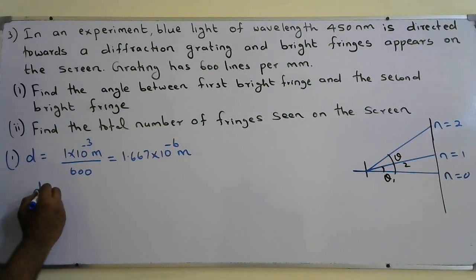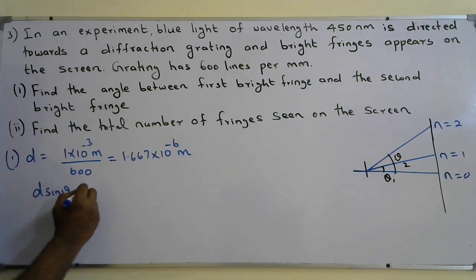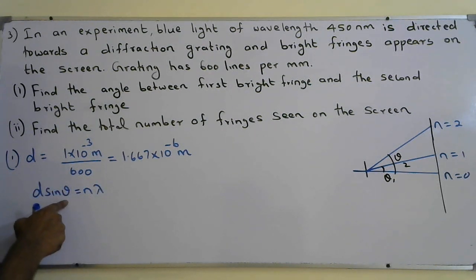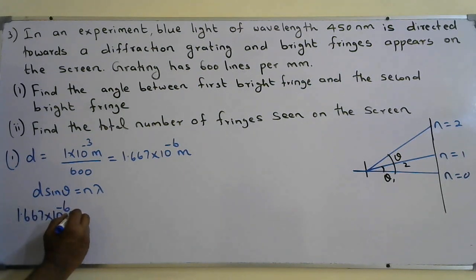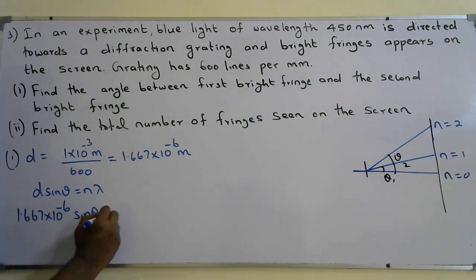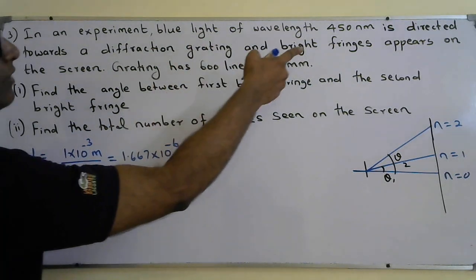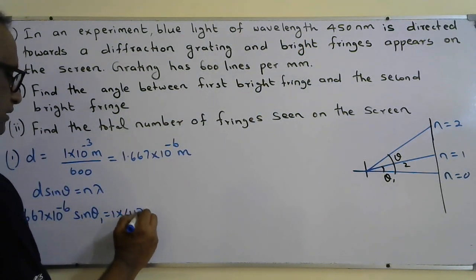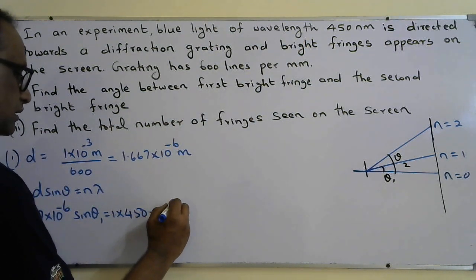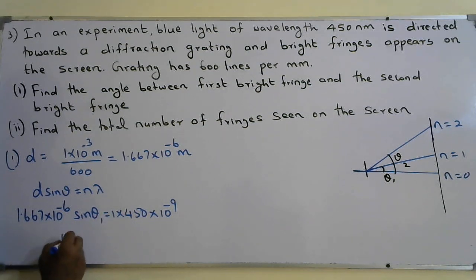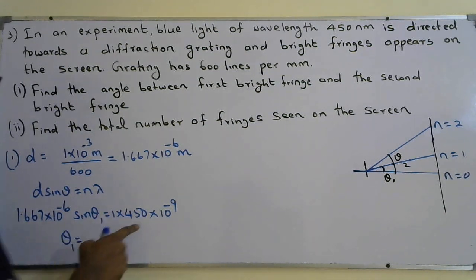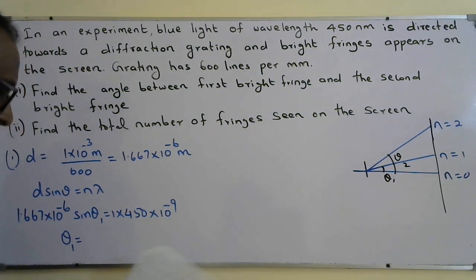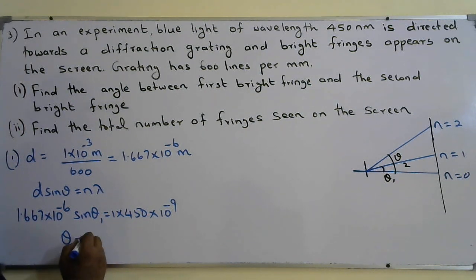Okay, d sine theta equal n lambda. So for the first order, theta 1: d we know is 1.667 times 10 to the power minus 6, sine theta 1 equal 1 times lambda, given wavelength 450 nanometer. Find sine theta 1 and theta 1. You know how to solve it. Use a calculator, divide this by this, and sine inverse will give it in angle. So theta 1 you will get 15.7 degrees.